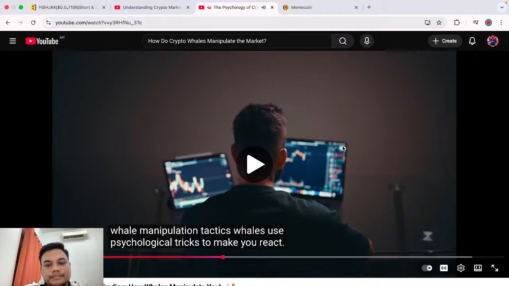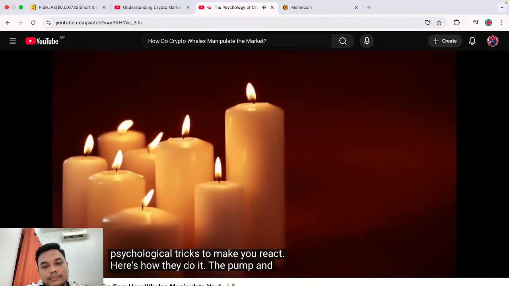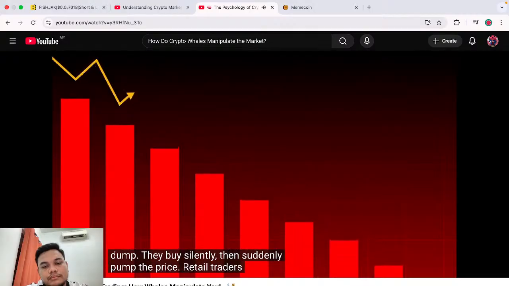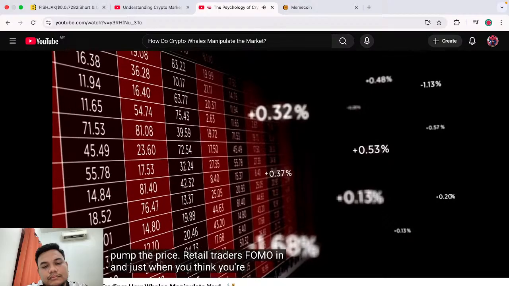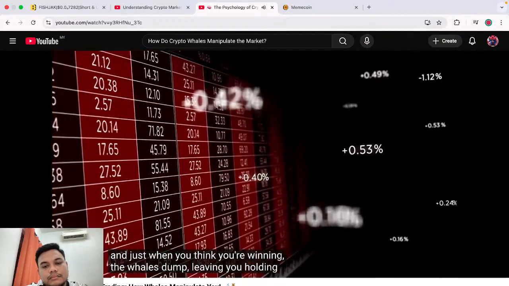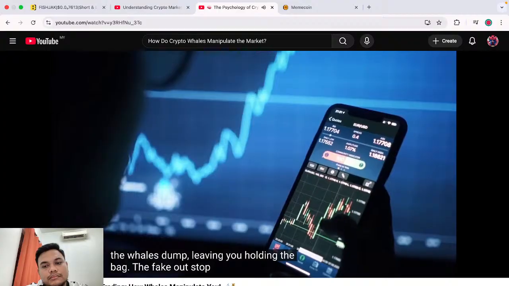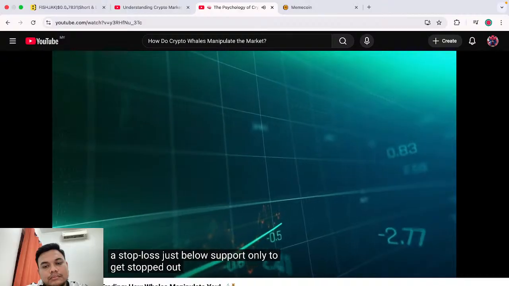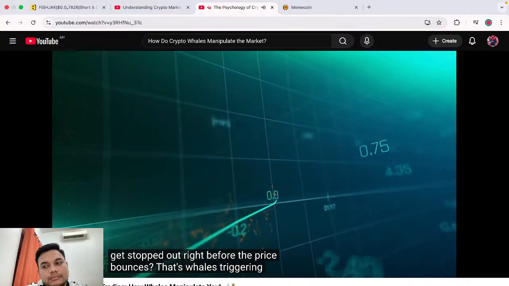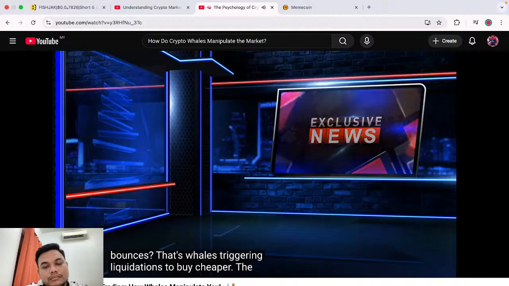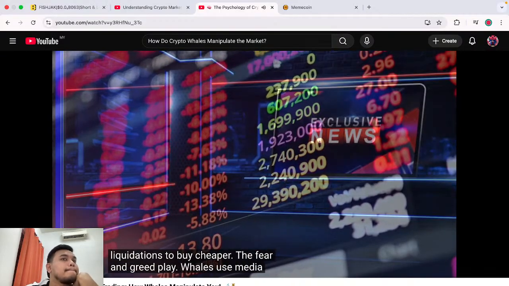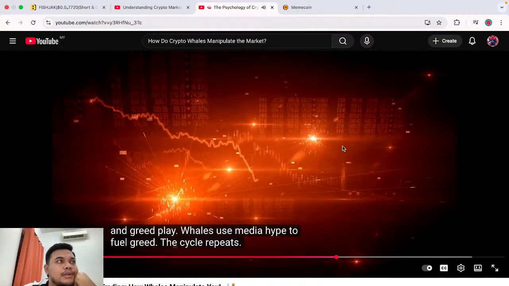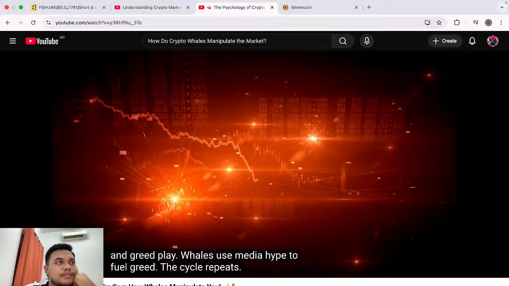Here's how they do it. The pump and dump: they buy silently, then suddenly pump the price. Retail traders FOMO in, and just when you think you're winning, the whales dump, leaving you holding the bag. The fake-out, stop hunt: ever placed a stop loss just below support, only to get stopped out right before the price bounces? That's whales triggering liquidations to buy cheaper. The fear and greed play: whales use media hype to fuel greed. The cycle repeats. The whales pump and dump.